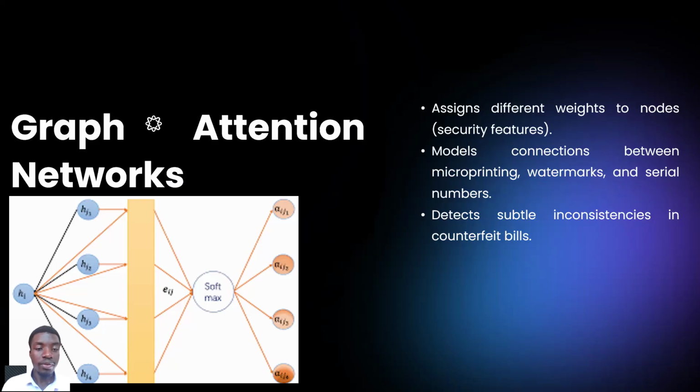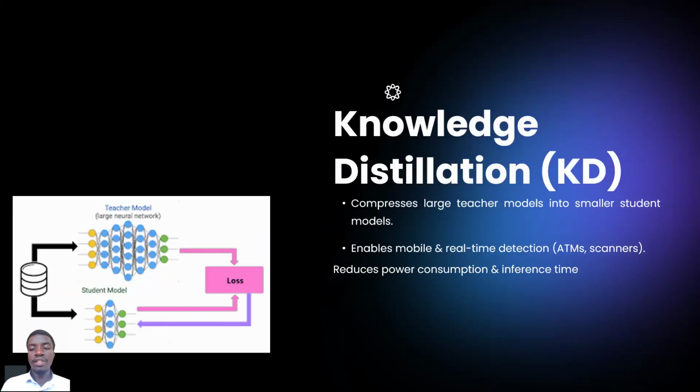They also have the graph attention networks. These ones assign the target features as nodes. We are also having knowledge distillation, like I said, whereby you get the student model and the teacher model. The teacher model is taken to be inaccurate, and the student model is taken to be more accurate than the teacher model. So that's why I use knowledge distillation.